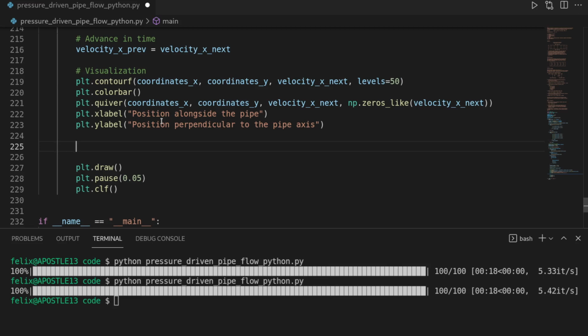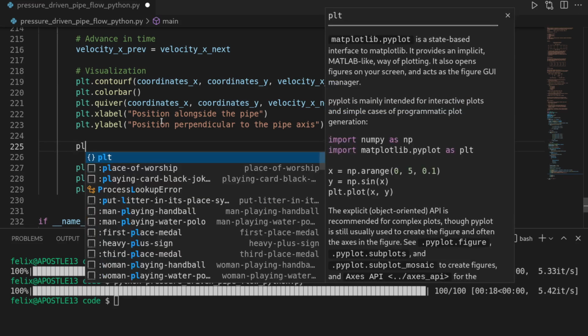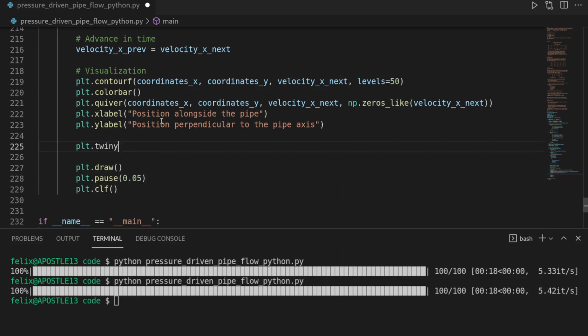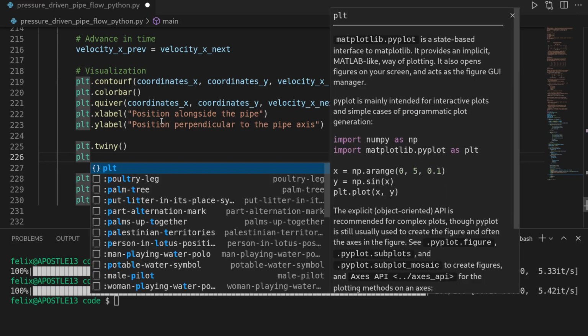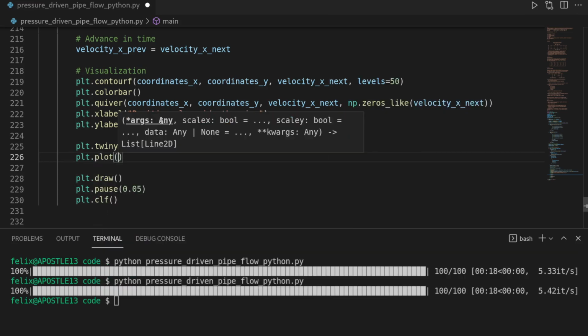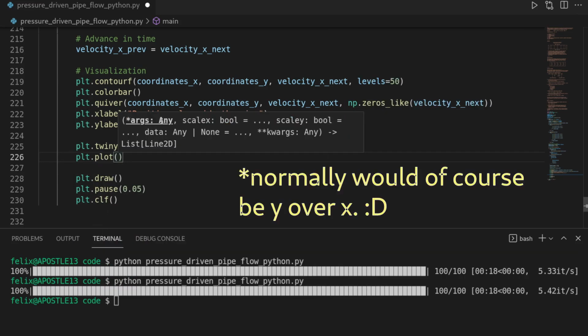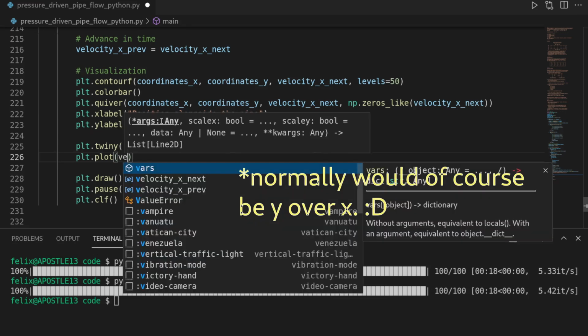So I will just plot another plot, but which is using a different x-axis. So I will do plt.twinx. And there I want to plot the following. It might look a little strange in the beginning, because usually when you plot x over y, but here I'm plotting y over x, but you will see about that in a second.